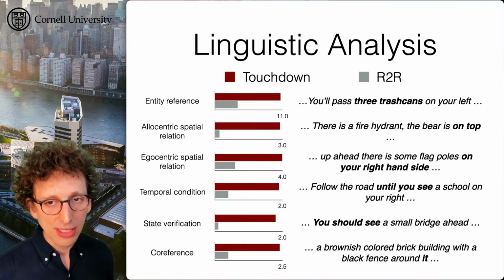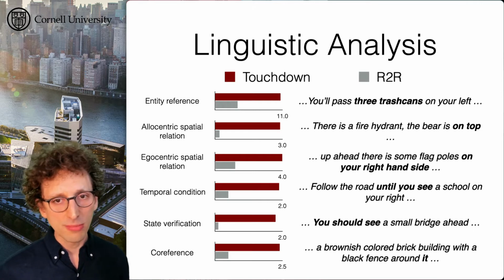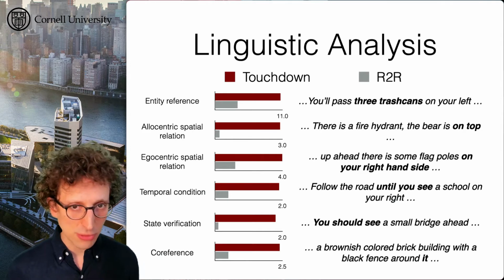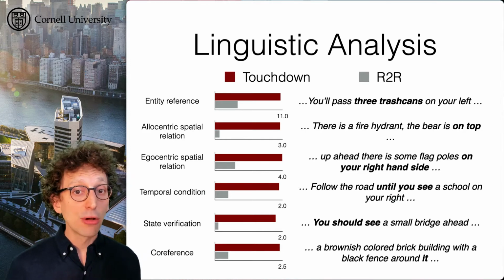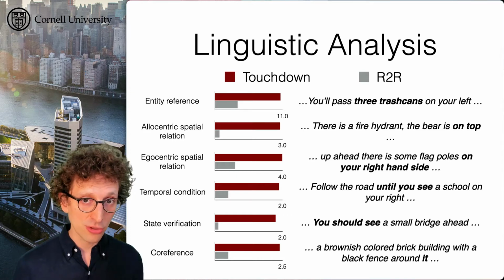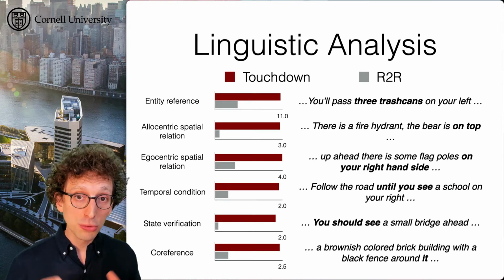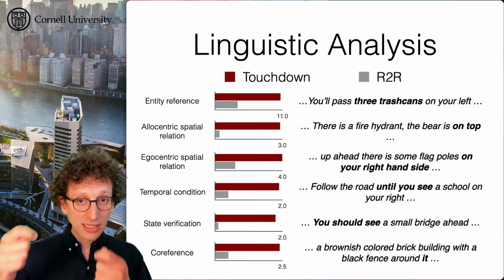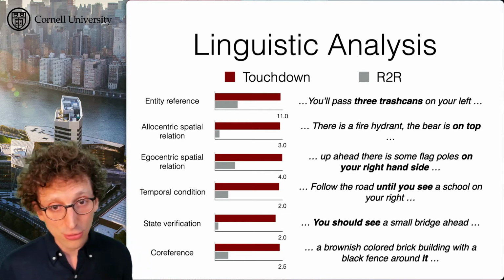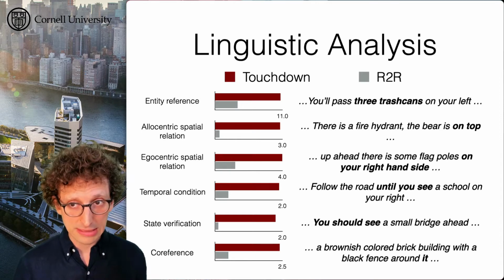So for the language analysis, compared to room-to-room, there is a confounding factor that room-to-room instructions are much shorter, but in general we see a significantly higher representation of very interesting semantic phenomena, including references to entities, a lot more spatial relations, especially significant growth in allocentric spatial relations. In these more complex environments, where there is a lot of density of objects, we tend to use descriptions that look at the relations of objects to one another without dependence on the agent's current location. We see a lot of temporal conditions, state verifications, and a lot of co-references.